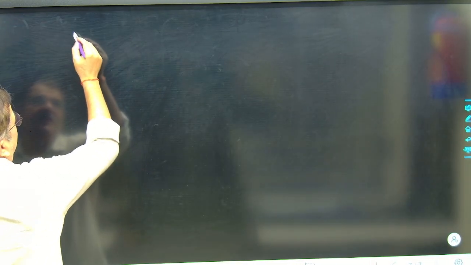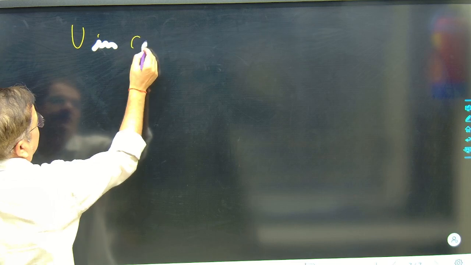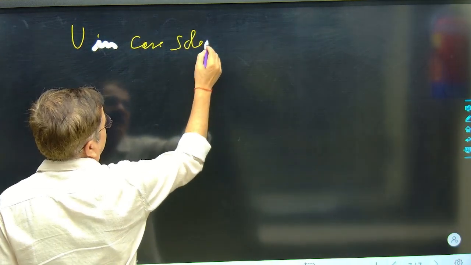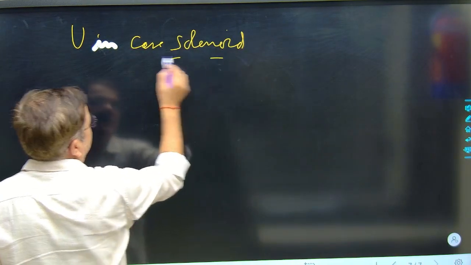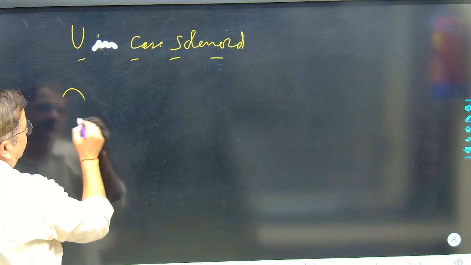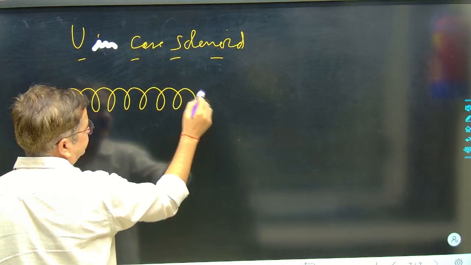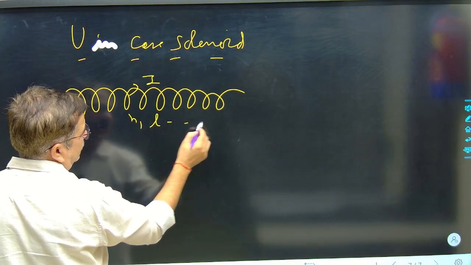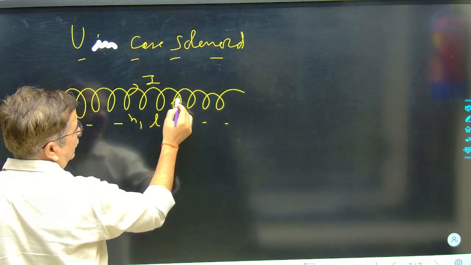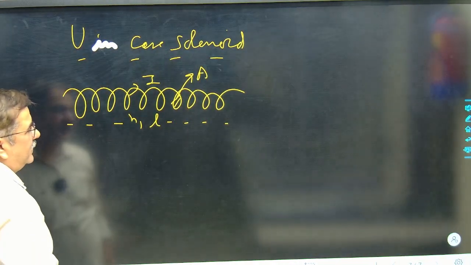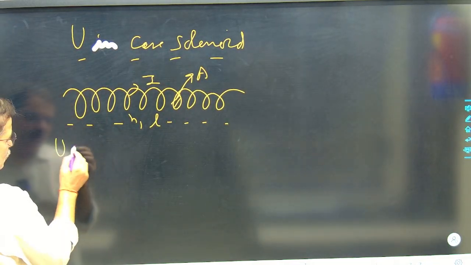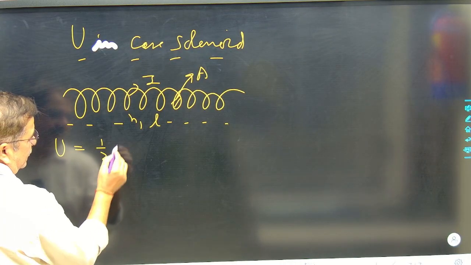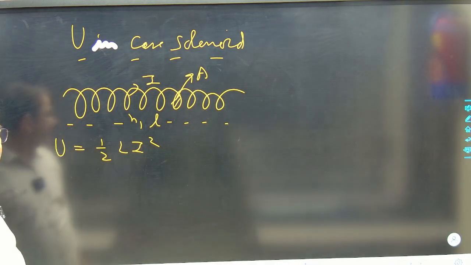Now I am going to find how the energy is stored in the case of a solenoid. If you see, this is the solenoid, carrying the current I, the number of turns is N, the total length is L, and the area of one loop of the solenoid is A. The total energy stored here will be half L into I square.